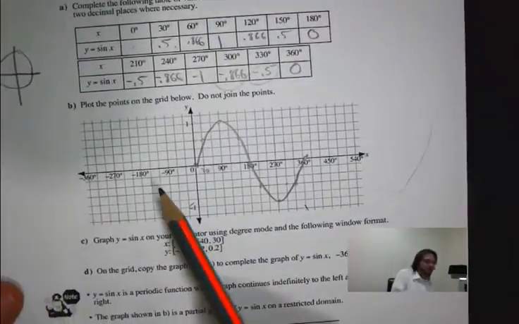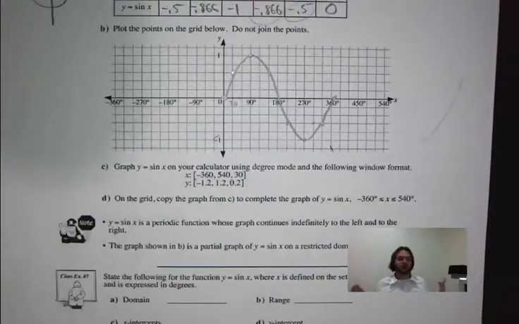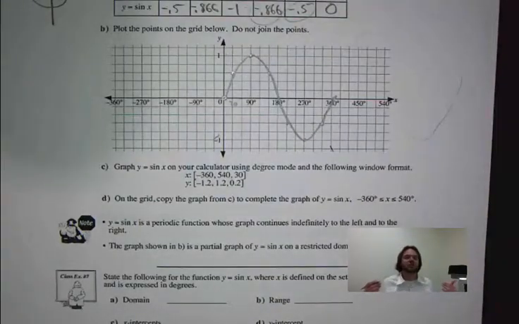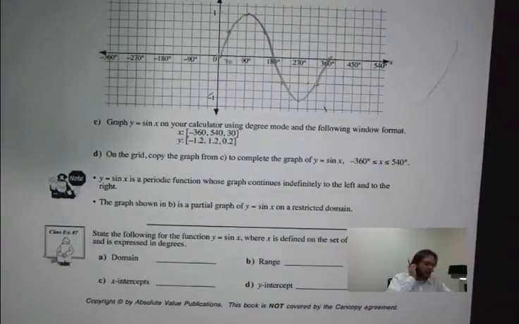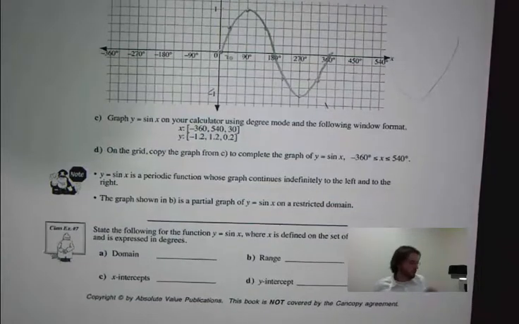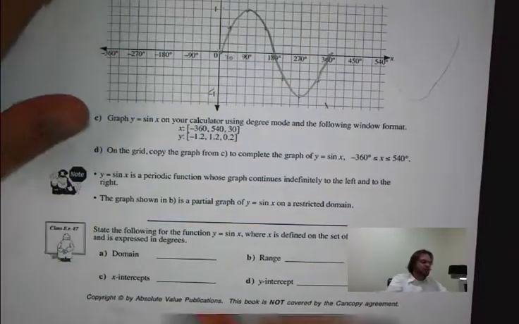So anytime we have a wave, like with sound and stuff like that, these are sinusoidal functions. Okay, sinusoidal functions. Now, it says copy the graph and complete the graph. So here we go. State the following for the function sine x, where x is defined on the set of any real numbers. So what is the domain?